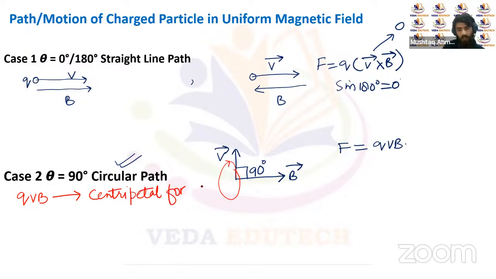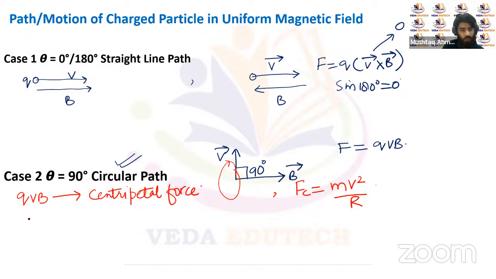If QVB is the necessary centripetal force, and we know that the centripetal force is given by mv square upon r, where v is the speed of that particle and r is the radius of the path, and the centripetal force is always directed towards the center of the path, along the radius. The centripetal force continuously changes its direction as the direction of the velocity changes, but it's always directed towards the center of that circular path.